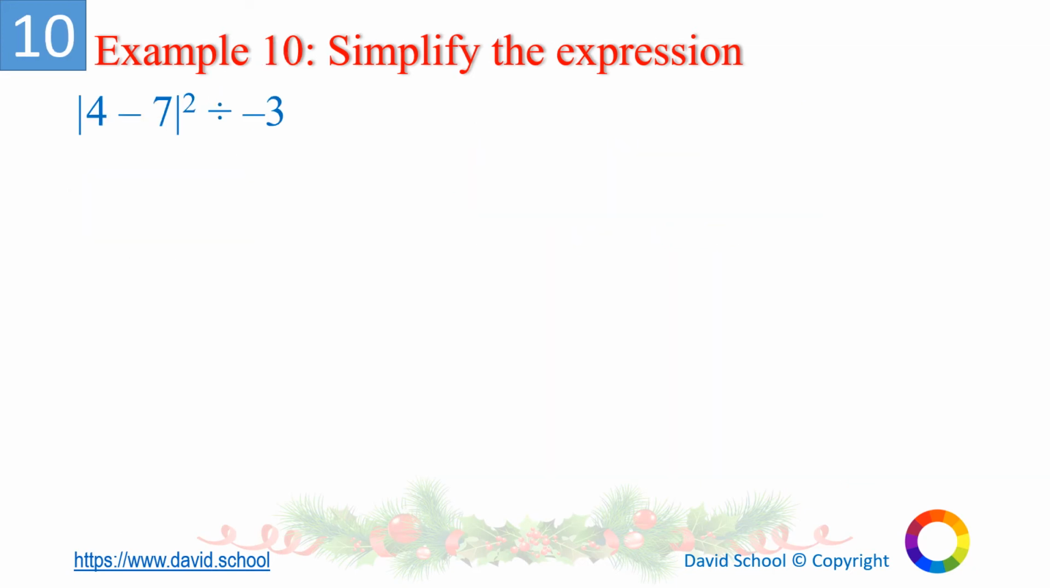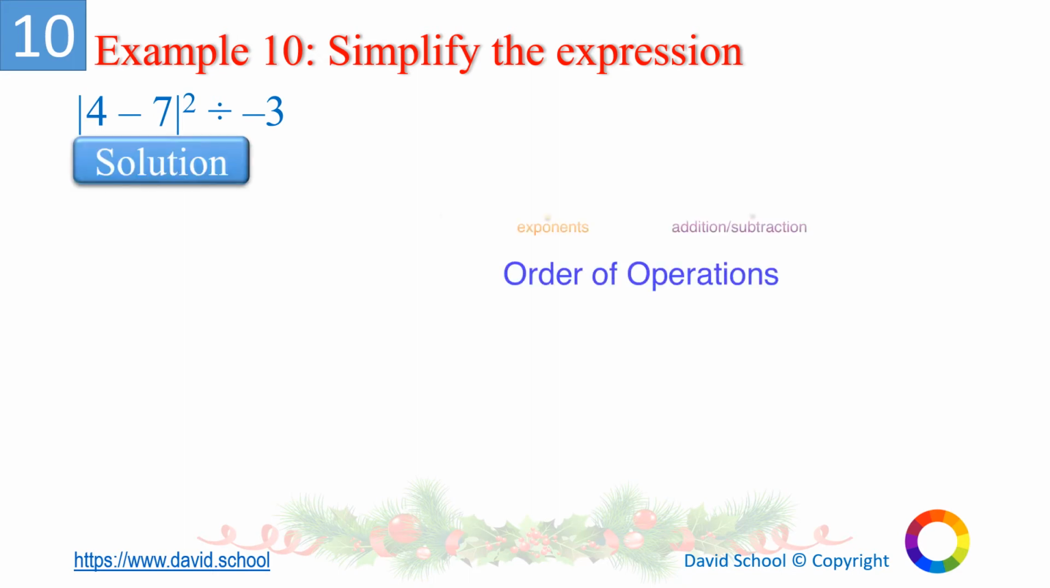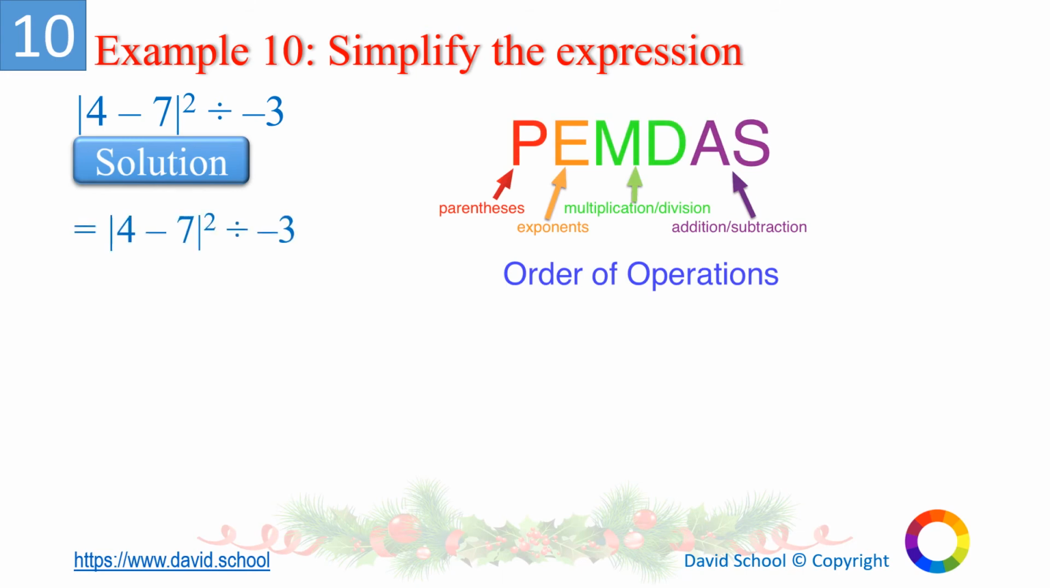Example 10. 4 minus 7 is in an absolute value symbol. This acts as a grouping symbol. Therefore, we simplify 4 minus 7 first. 4 minus 7 is negative 3. The absolute value means distance, so it will be a positive value. Negative 3 becomes 3. 3 squared is 9. 9 divided by negative 3, which is negative 3.